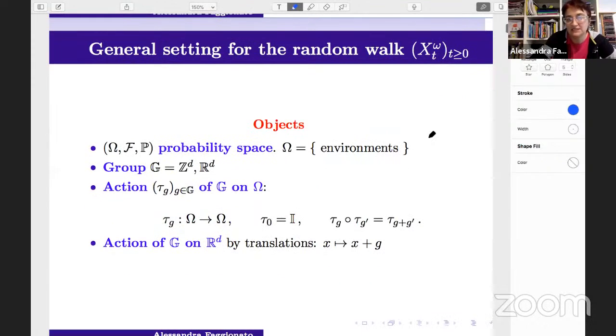Here I have just recalled the general setting. These slides were also present in talk one. So I have my random walk X_t^omega. The objects are given by a probability space, where omega is the space of environments. Then I have the group G, which can be Z^d or R^d, and the group G acts on both omega, the probability space, and on R^d. For simplicity, the action on R^d is the trivial action by standard translations.